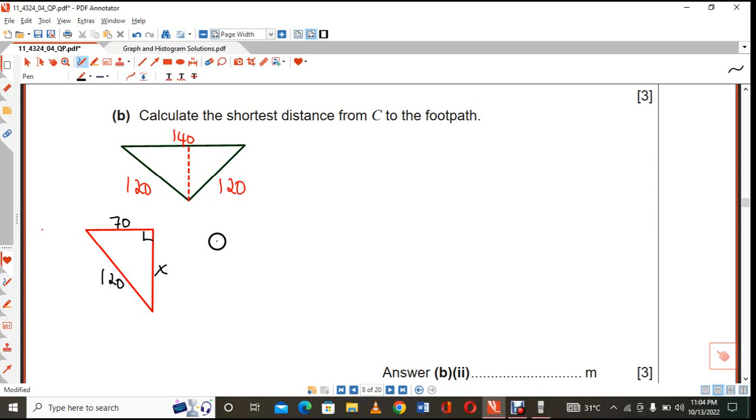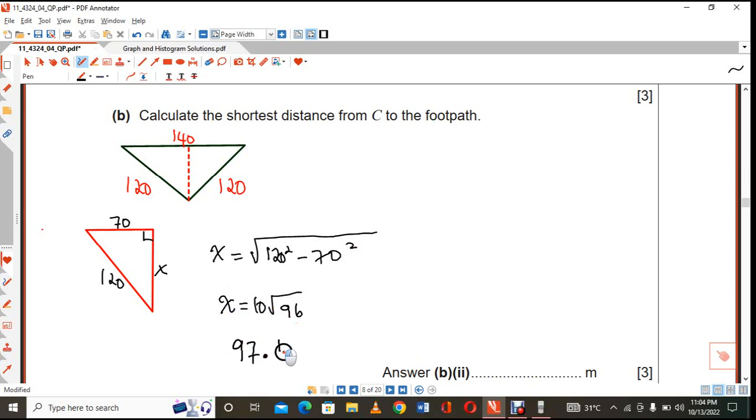So you can use Pythagoras. So you say x would be the square root. You're looking for a short side, and because you're looking for a short side, you're going to subtract. So 120 squared minus 70 squared. Okay, and this gives us 10 root 96, which is about 97.4679 and so on. So 97.5 meters.